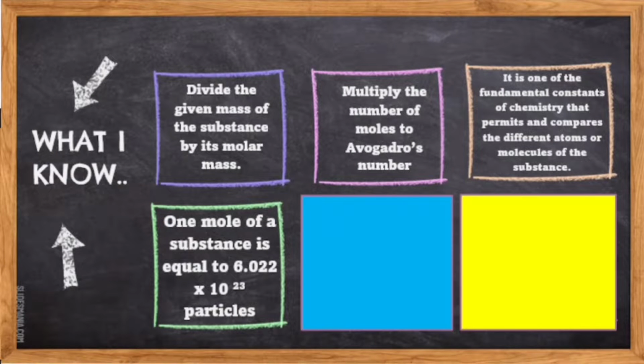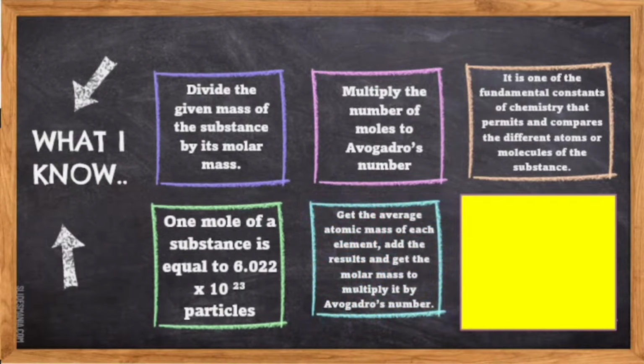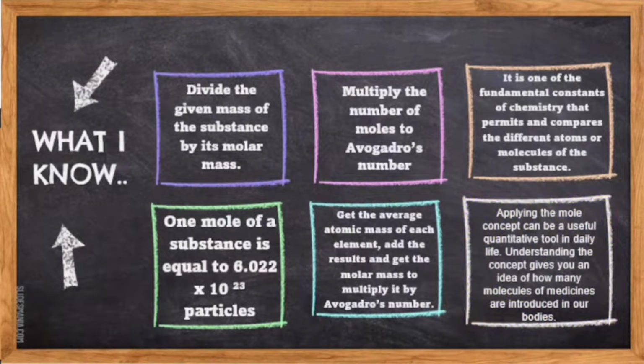1 mole of a substance is equal to 6.02 times 10 raised to 23 particles. Get the average atomic mass of each element. Add the results and get the molar mass to multiply it by Avogadro's number. Applying the mole concept can be a useful quantitative tool in daily life. Understanding the concept gives you an idea of how many molecules of medicines are introduced in our bodies.